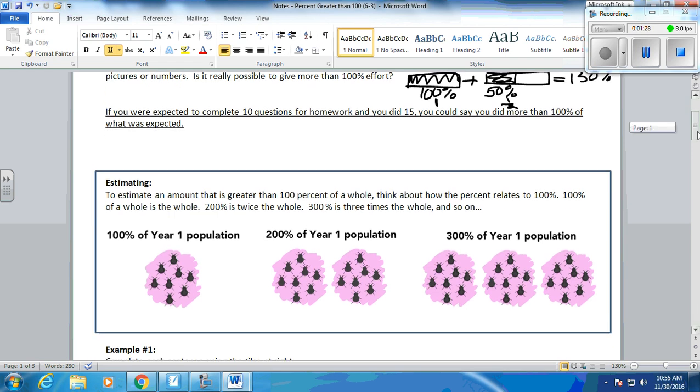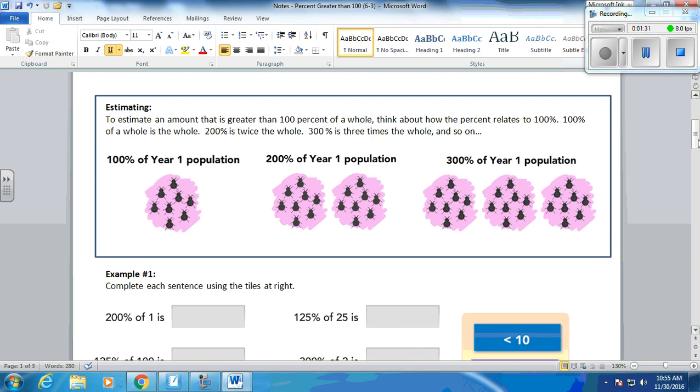So what we're going to be looking at next is estimating. And it says to estimate an amount that is greater than 100% of a whole, think about how the percent relates to 100%. 100% of a whole is the whole. Notice it says 100% of a whole. 200% is twice the whole, and 300% is 3 times the whole, and so on. So if you have 100% of your year 1 population, then you have exactly what they had in year 1. If you have 200% of your year 1 population, then you'll have double what you had, and so forth with a 300%.